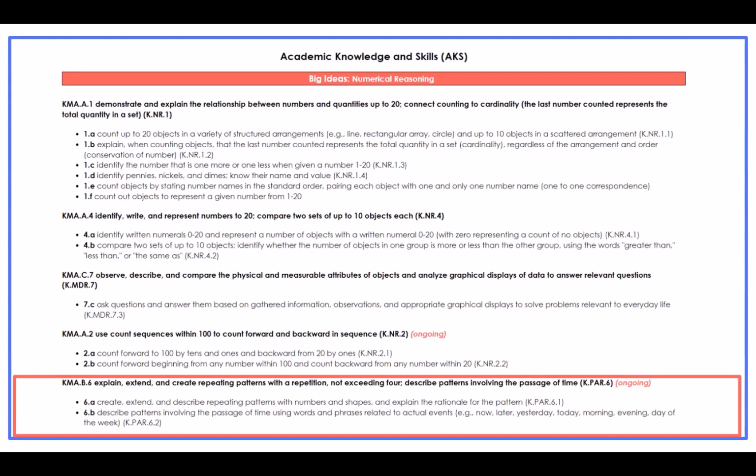IOA 6.B states that students will describe patterns involving the passage of time using words and phrases related to actual events. This IOA should be taught throughout the year. This indicator will not have specific lessons devoted to it. Instead, students will work with this IOA in activating strategies and in conversations about their days as they describe patterns related to time from real life.